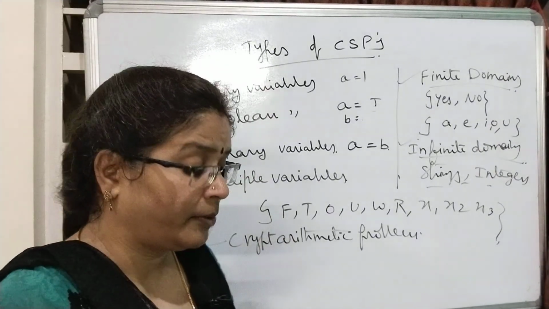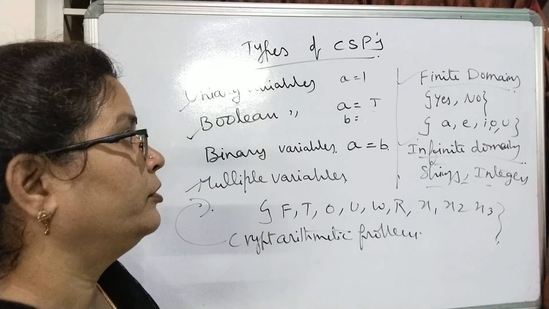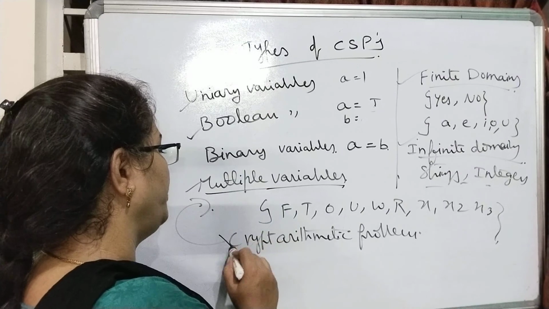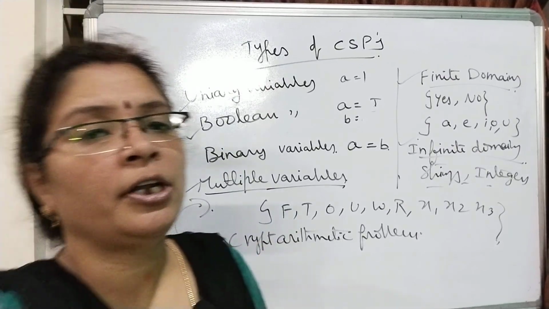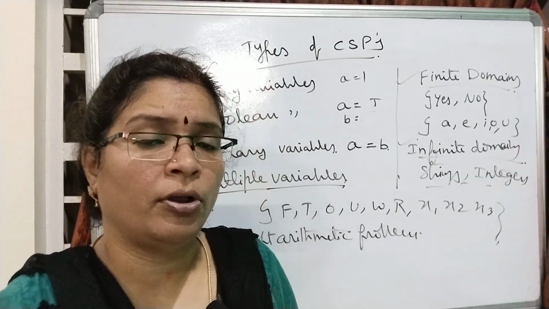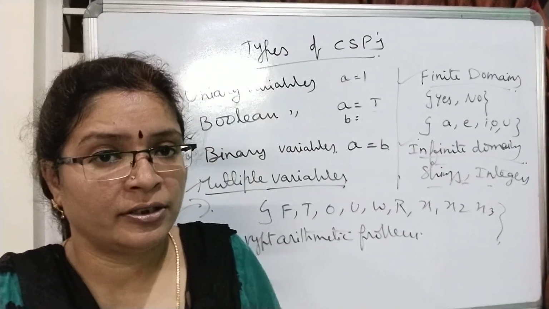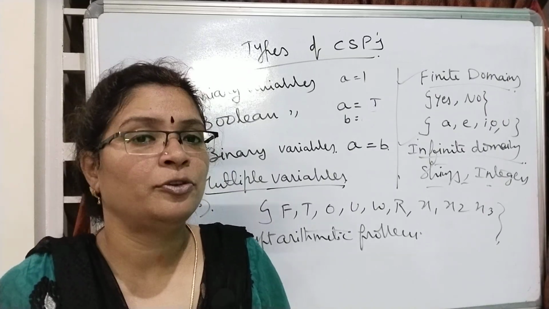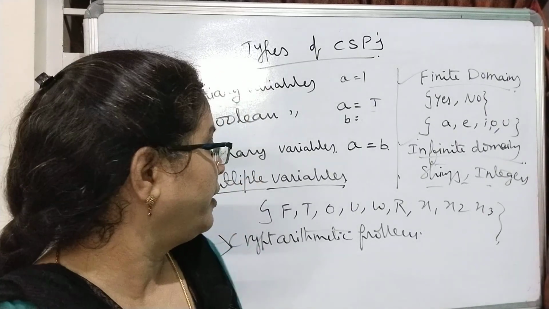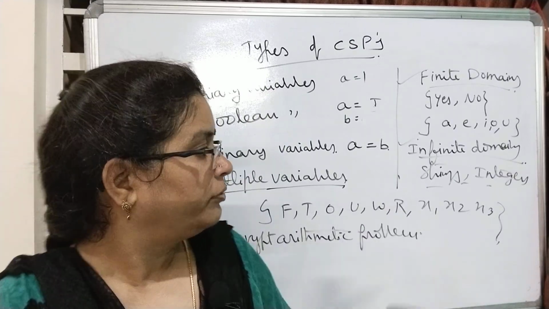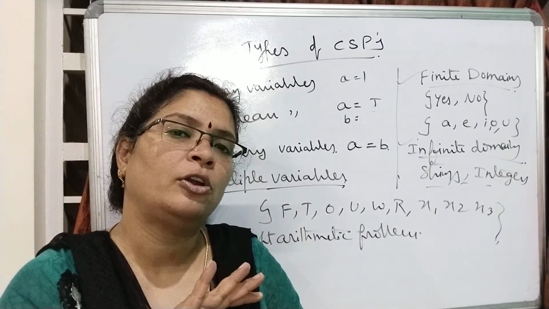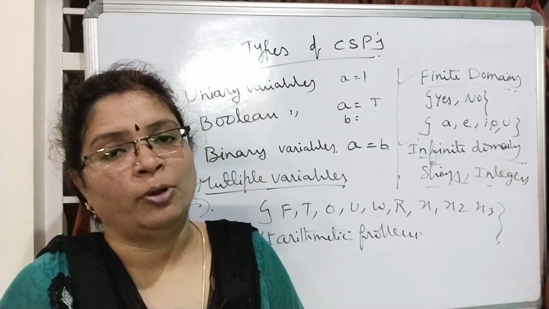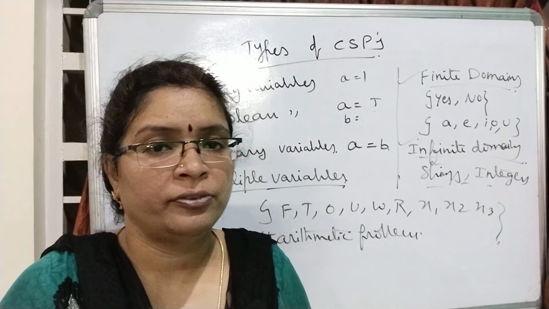We have various types of constraint satisfaction problems. But whenever we are talking about multiple variables, the crypt arithmetic problem is a very good example of this particular constraint satisfaction problem. Based on the domains, based on the variables we are going to use, and based on other kinds of values, we are working on these constraint satisfaction problems. So this is about the constraint satisfaction problems.